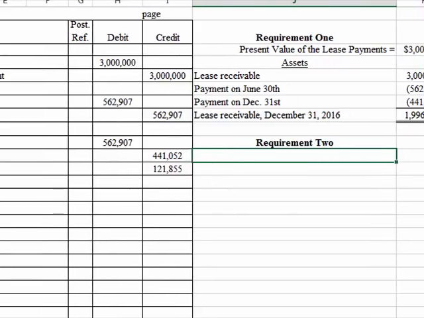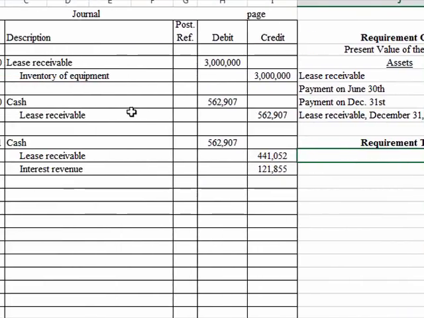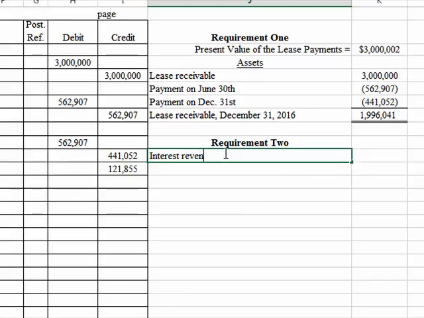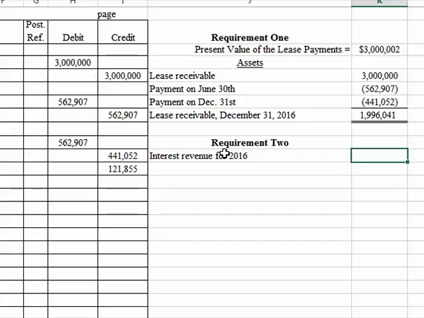Now they want to know what's going to show up on the income statement. Well, remember, no interest was earned on this June 30th payment that was received by IC Leasing Corporation. They only earned interest revenue here on December 31st. So interest revenue for 2016 associated with this lease would be equal to $121,855.